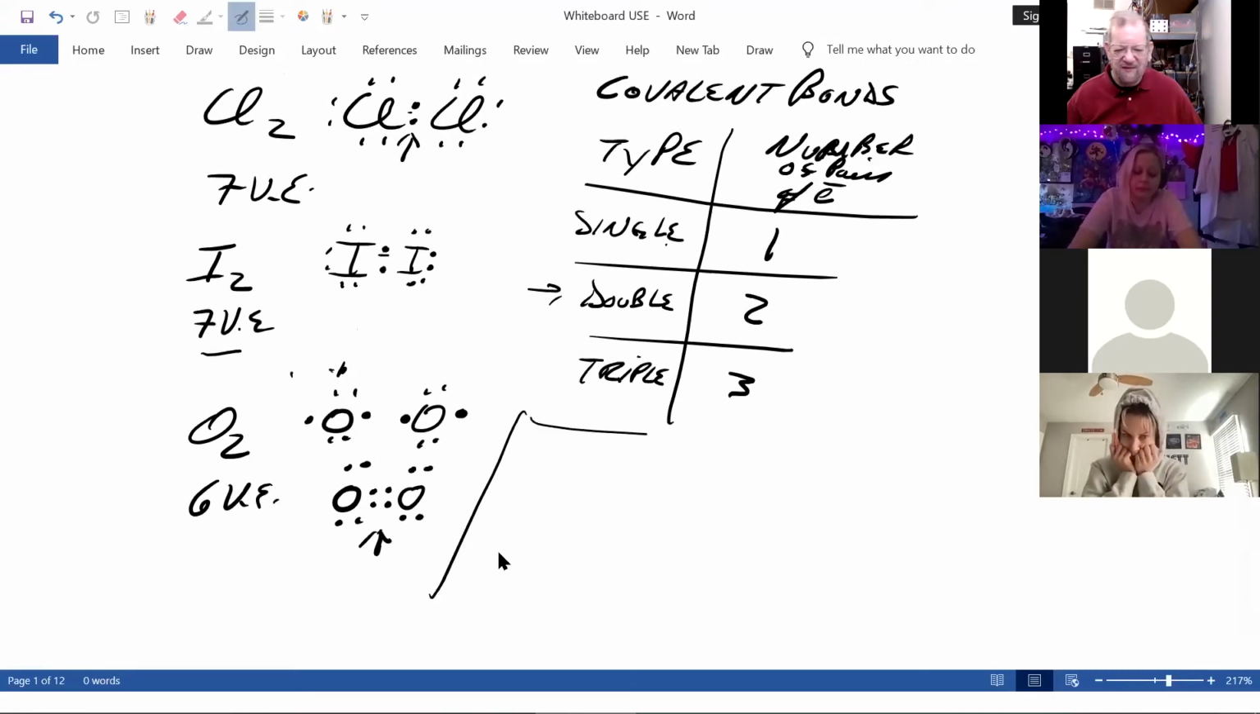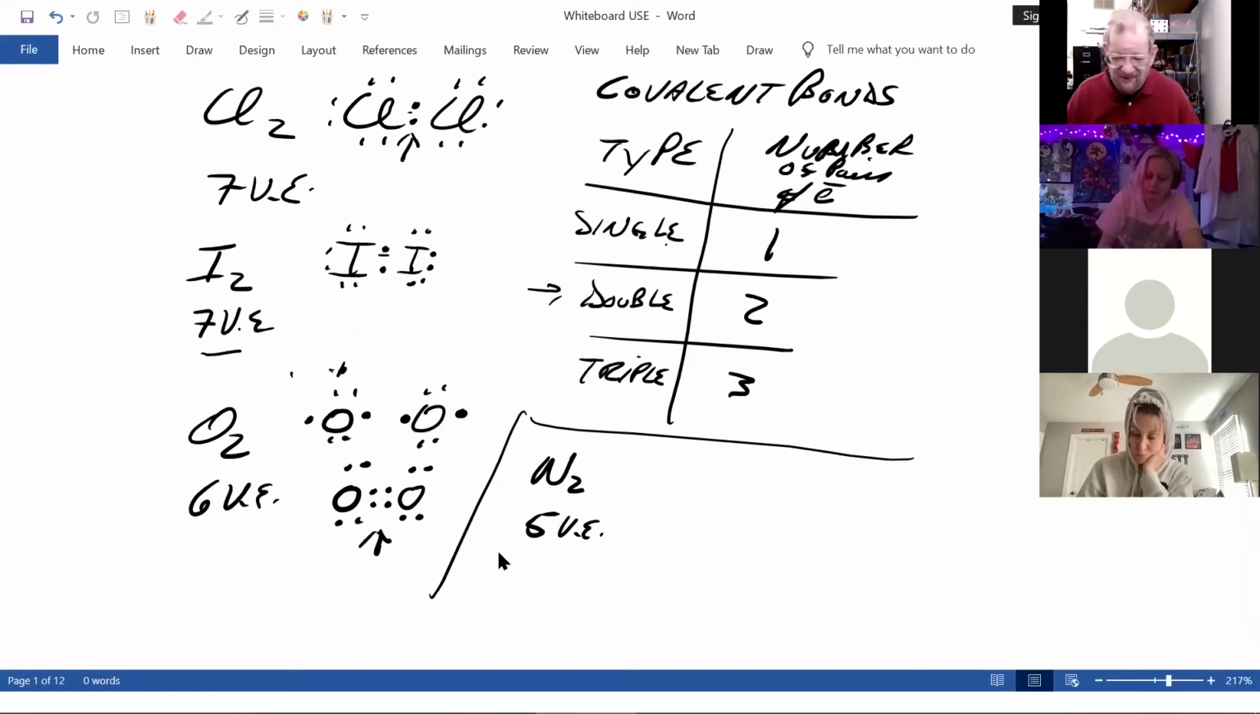Now, let me make room over here. Why don't you try nitrogen gas? And this has 5 valence electrons. How do you know that? You go to the periodic table. And also tell me, or in your mind, think about what kind of bond is in between the 2 nitrogen atoms.